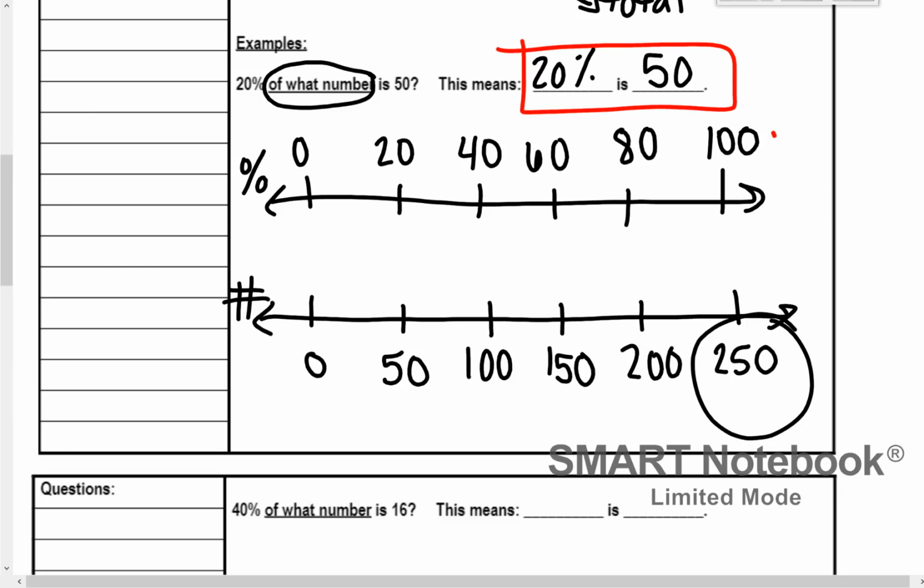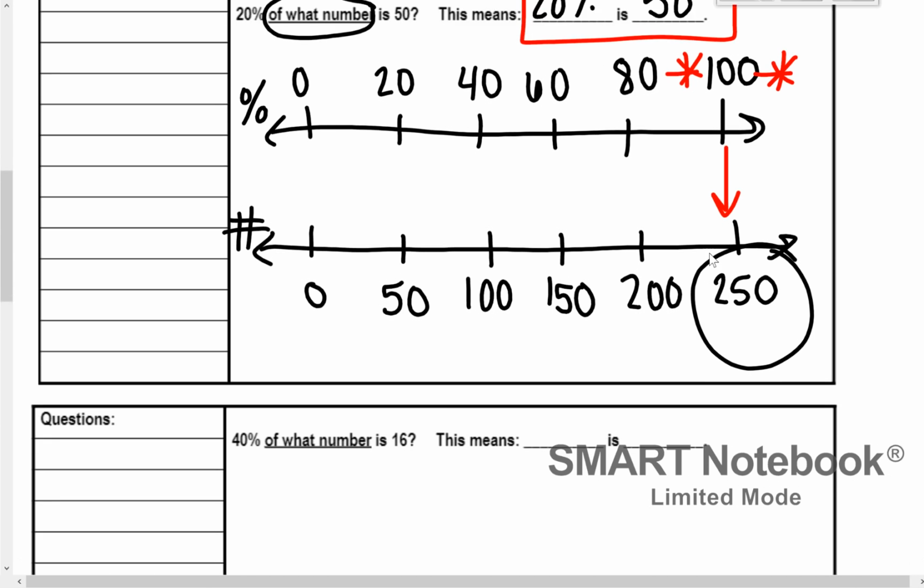And then also knowing that 100% is always going to be equal to that whole or that total, because percent is out of 100. So 100% of a number is that number. So for example, 100% of 4 is 4, because that's the total. That's what it's out of.